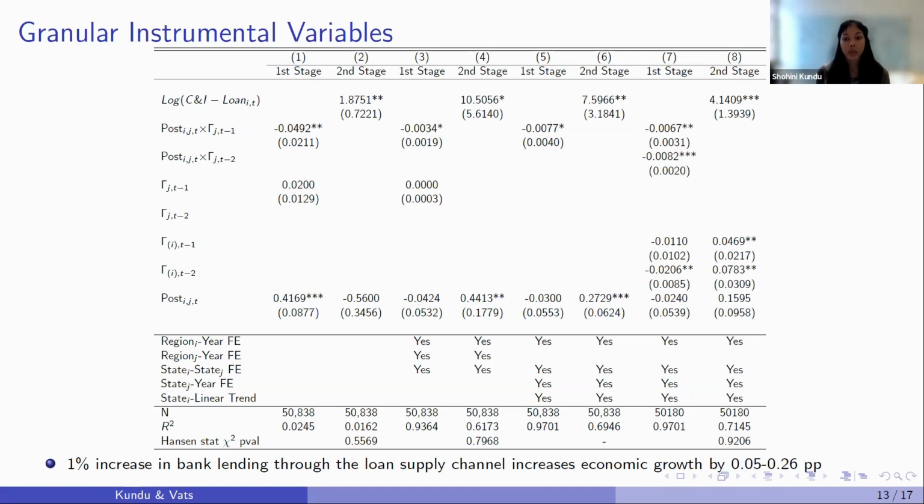And then in the second stage, we regress state level GDP growth on the estimated value of lending from the first stage. So overall, we find that a 1% increase in bank lending through the loan supply channel increases economic growth by 0.05 to 0.26 percentage points.